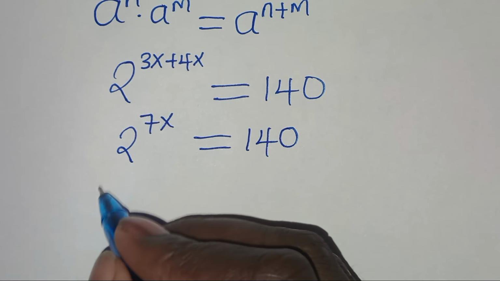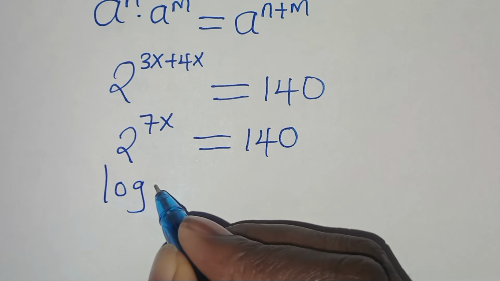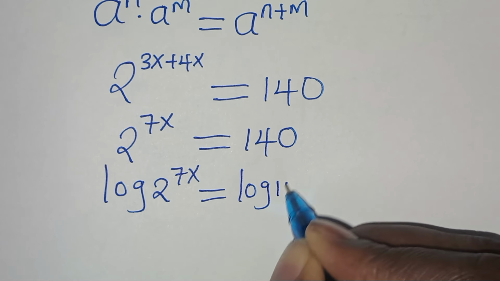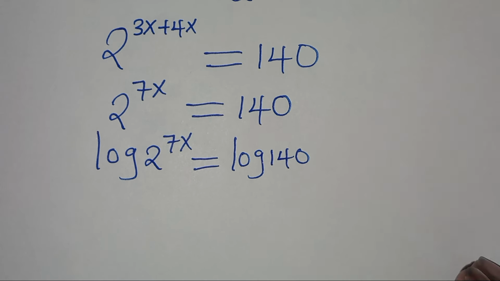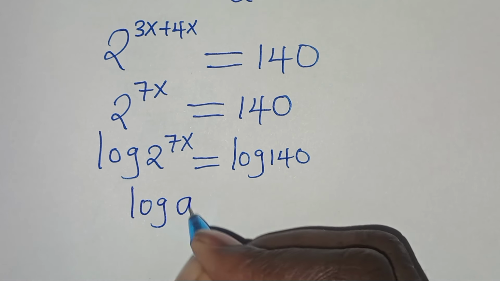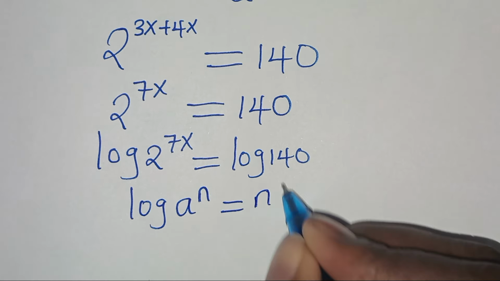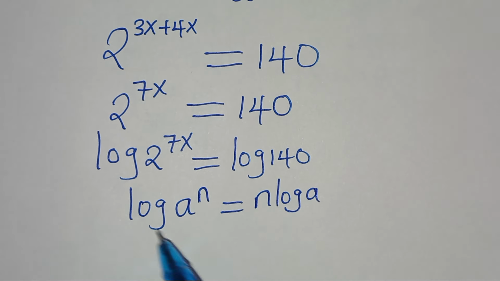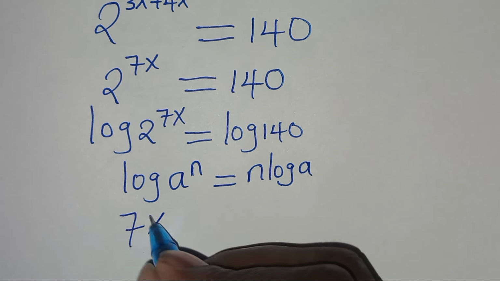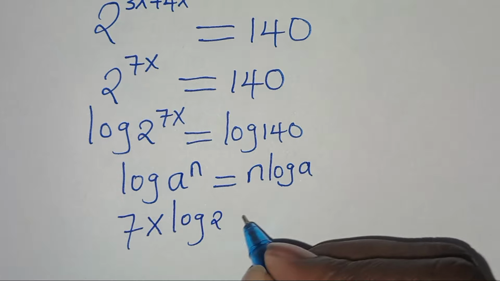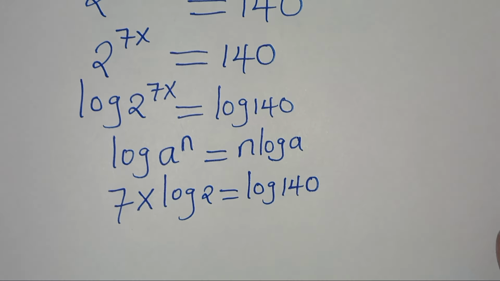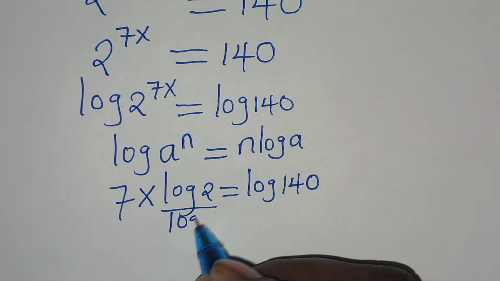Now, so for x here, let's introduce logarithm on both sides. We have log 2 to the power of 7x. This is equal to log 140. We have that log 2 to the power of 7x. This is in the form of log a to the power of n, which can be expressed as n log a. So applying this power property, then this means log 2 to the power of 7x becomes 7x log 2. This is equal to log 140. So let's divide both sides by log 2.